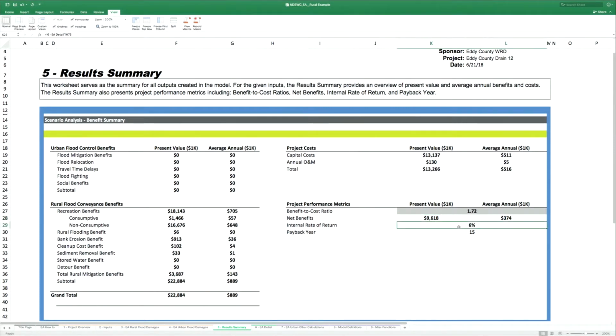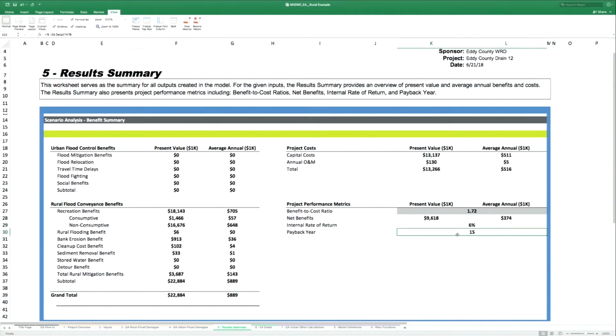The internal rate of return gets back to that discount factor that drives benefits to equal costs. We currently have a discount factor of 3% in the model. This is saying that the discount rate could actually be 6% and you'd still break even on the project. So you're getting a good return on your investment. You're getting 6%. Right.